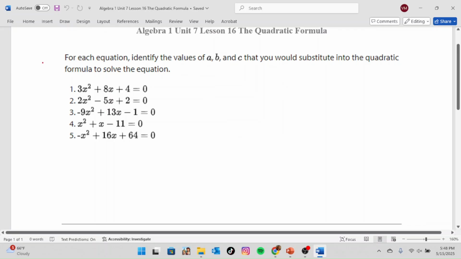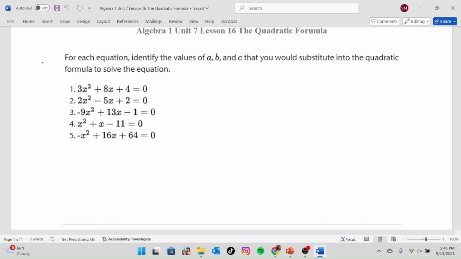Now we can begin with the practice problems for Unit 7, Lesson 16. The first practice problem says for each equation, identify the values of a, b, and c that you would substitute into the quadratic formula to solve the equation. What they mean by that is your standard form quadratic equation that we've talked about throughout Unit 6 and into Unit 7.